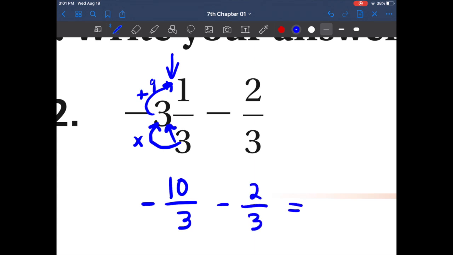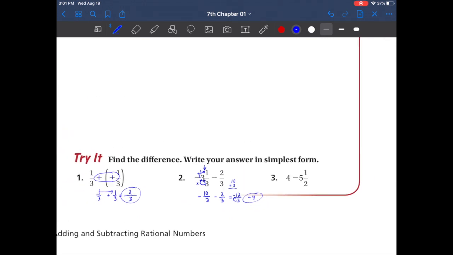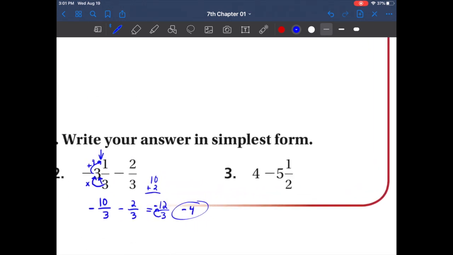Denominator stays the same. Remember, same sign, so that means we need to add. So 10 plus 2 gives us 12 over 3. They are negative. And now let's simplify this. How many times does 3 go into 12? I know it goes into there 4 times. And that is a negative 4. All right, that is the example. Oh, let's try one more.